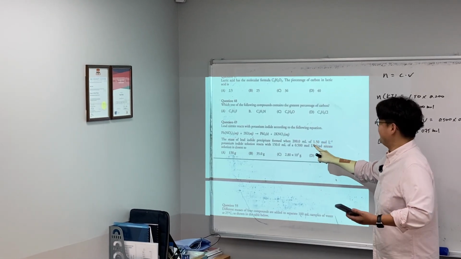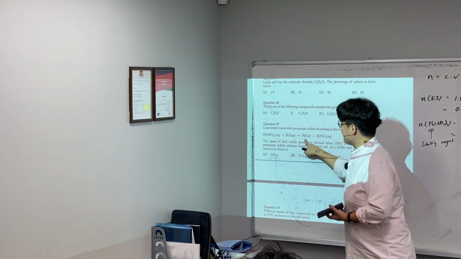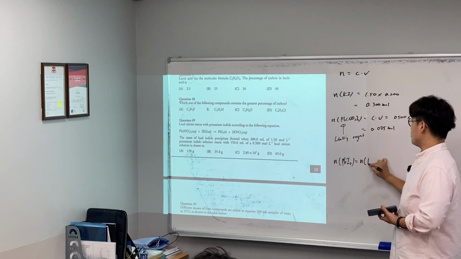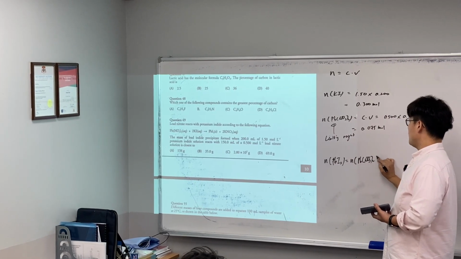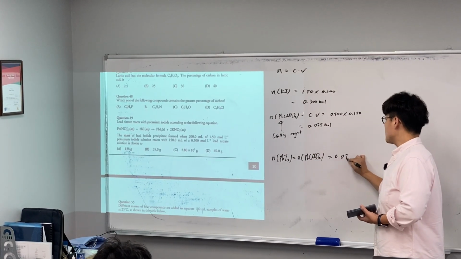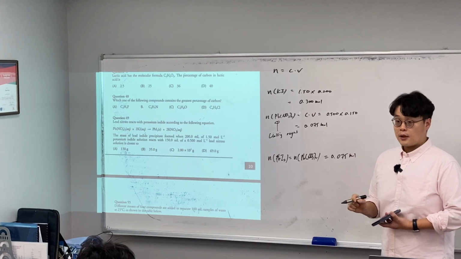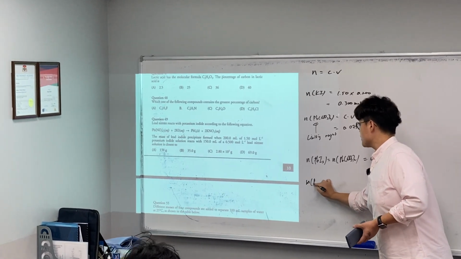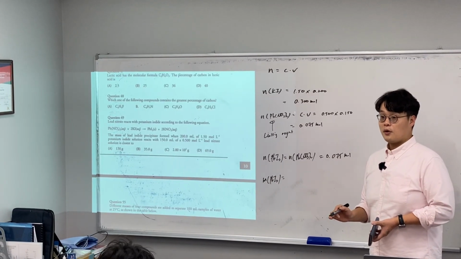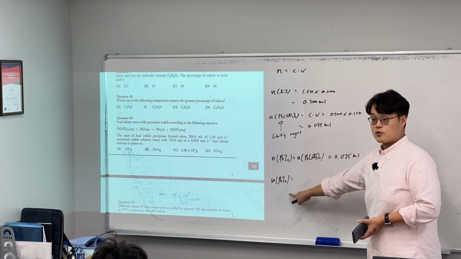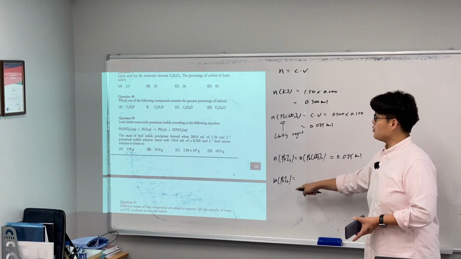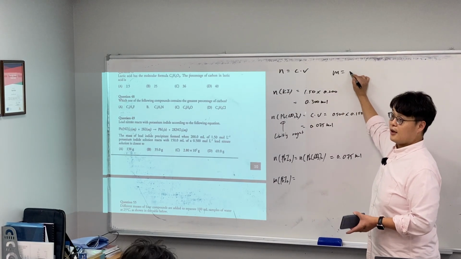Okay. This and this have a 1 to 1 ratio, meaning n of the PbI2 must be the same as n of the Pb(NO3)2. Does that make sense? Because it's a limiting reagent, this is 0.075 mole. Then what about the last step? To find the mass of the lead iodide from the number of moles, m equals n times the molar mass.